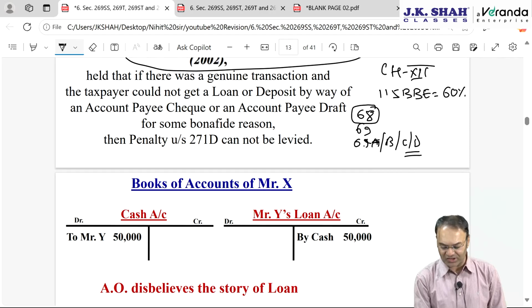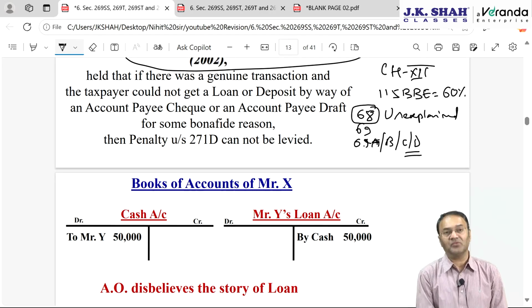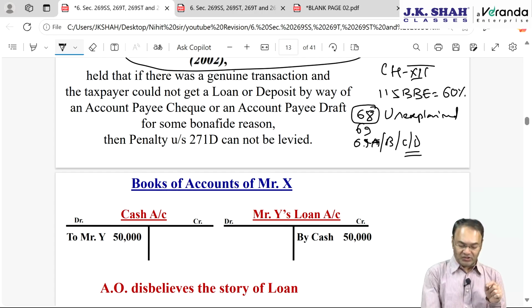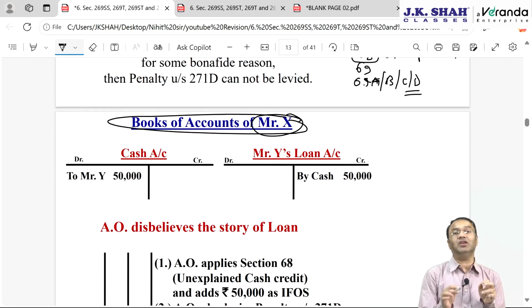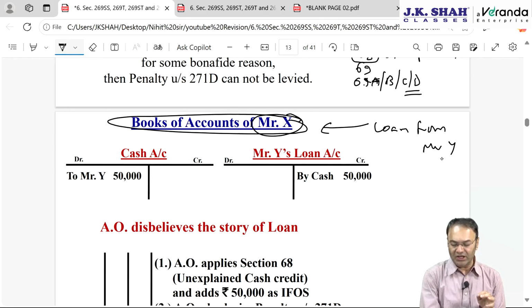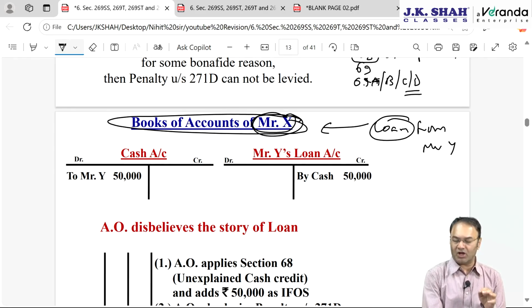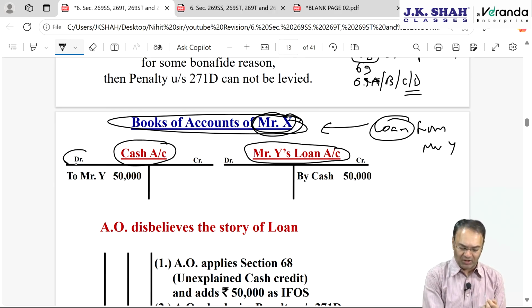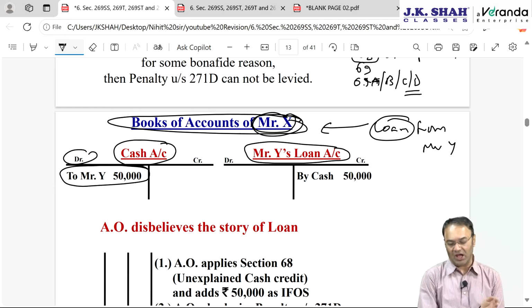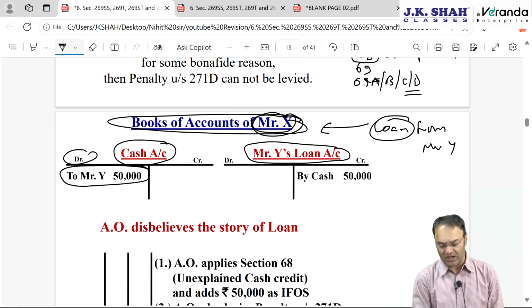So if it is section 68, unexplained cash credit, then in one of the cases, what happened, understand with an example. In the books of accounts of Mr. X, the assessee, he says he has taken a cash loan of 50,000 from Mr. Y in cash. So in the books of accounts of Mr. X, he will create the cash account and Mr. Y's loan account. Cash is coming in, so cash account is debited, and to Mr. Y's loan account, cash will be credited.